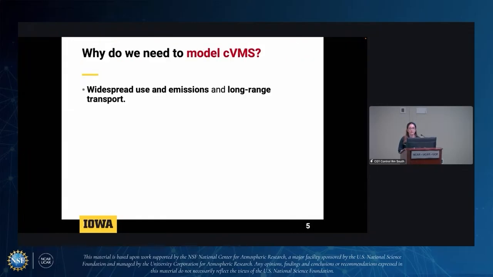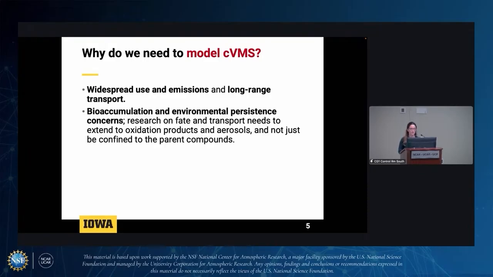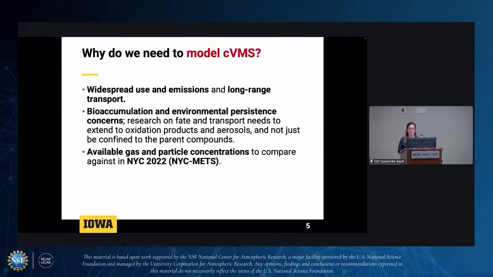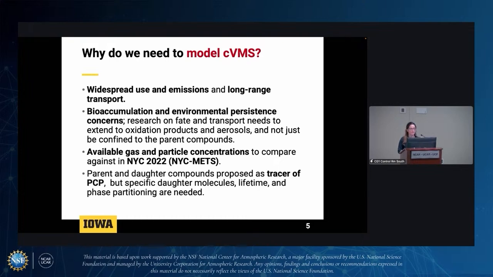Why do we need to model cVMS? Because of the widespread use and emission, the potential of long-range transport, and the bioaccumulation and persistence in the atmosphere. And we also have available gas and particle concentrations from the NYC METS field campaign during 2022, so we can evaluate the model. Also the parent and daughter compounds are proposed as tracers of personal care products. But for specific daughter molecules, their lifetime and their phase partitioning are also needed.